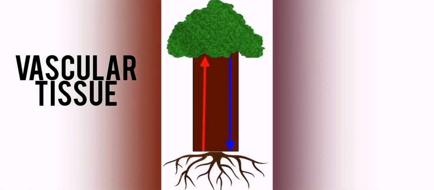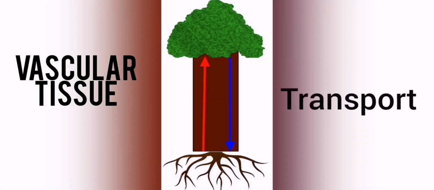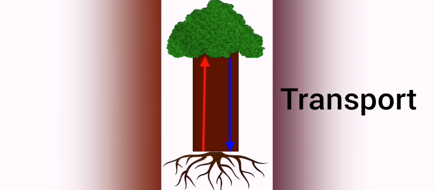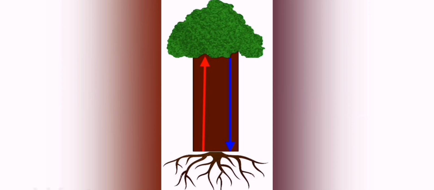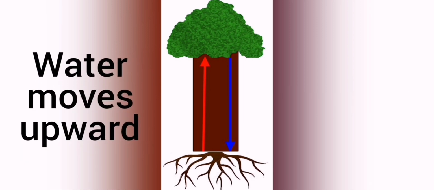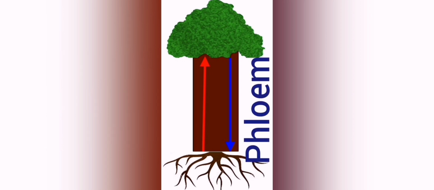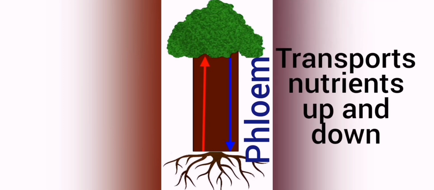The last type of tissue we're looking at is vascular tissue. The function of vascular tissue is transport. It moves stuff. And on this very simple diagram, you can see the red arrow going upward, showing you that water that is absorbed through the roots gets transported upward in the plant through tissue called xylem. The blue arrow pointing downward refers to phloem, which is a different type of tissue which transports the food that is made during photosynthesis up and down the plant so that it can reach every part of the plant.